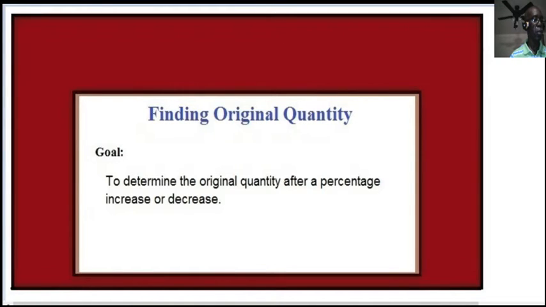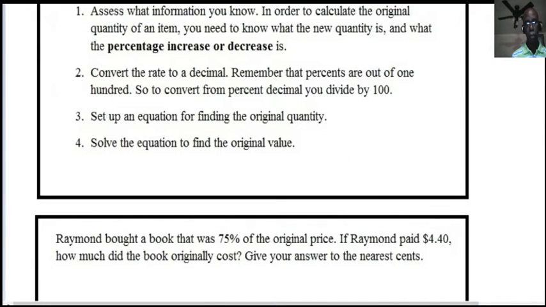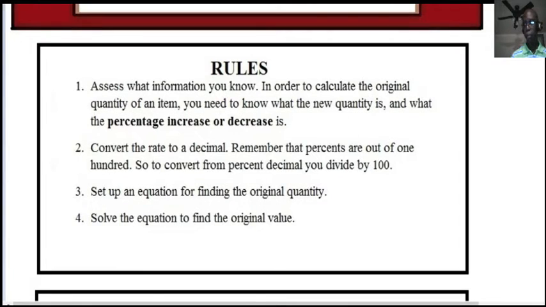Calculating the original price involves basic algebra skills. It is helpful to know this process for your daily life. To calculate the original quantity of an item, you can follow these steps. 1. Assess what information you know. In order to calculate the original quantity of an item, you need to know what the new quantity is, and what the percentage increase or decrease is.